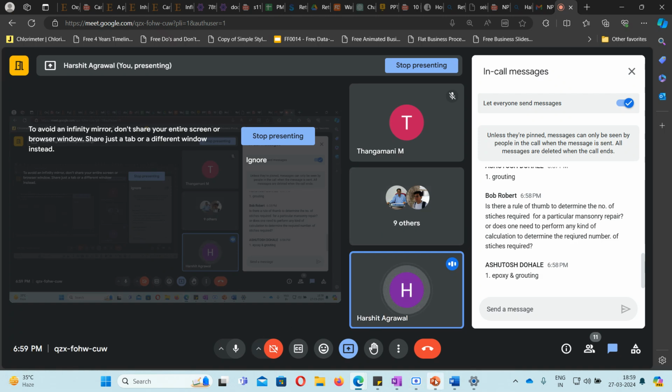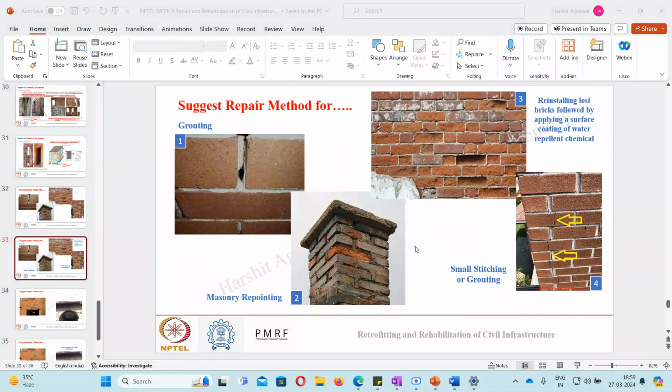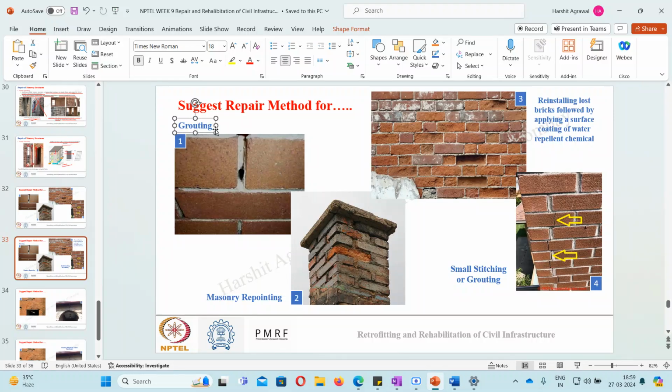So let's see the solution now. In the first image, we can see a very minute crack in the joint part, in the mortar. This can be repaired simply by grouting. We can use an epoxy grout or a cement mortar based grout to repair this distress.